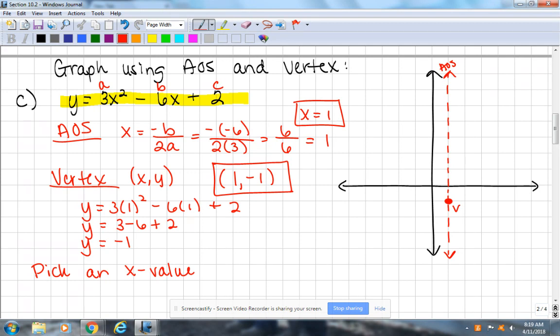So I would not go 2 spaces away from your axis of symmetry. I would not go more than 2 spaces. I wouldn't go 3 spaces. So you can pick an x value. Since 0 is just 1 place away, let's let x equal 0. 0 is easy to do arithmetic with.